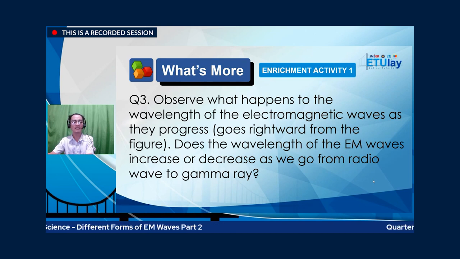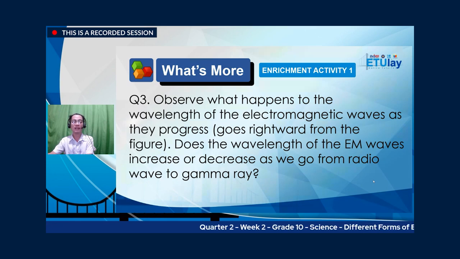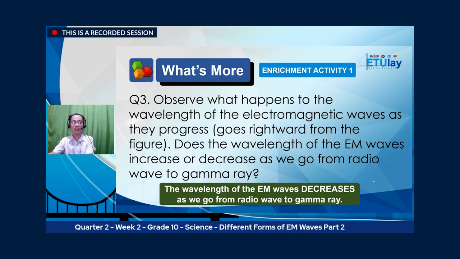You are amazing science learners. Remember that the radio wave has the longest wavelength among electromagnetic waves and gamma rays have the shortest wavelength. So the answer in question number 3 is the wavelength of the electromagnetic wave decreases as we go from radio wave to gamma ray. Ibig sabihin nito, ang wavelengths ay umiigsi habang papunta sa gamma ray.